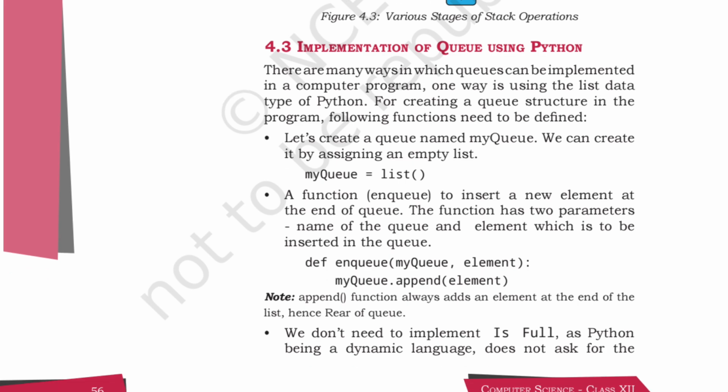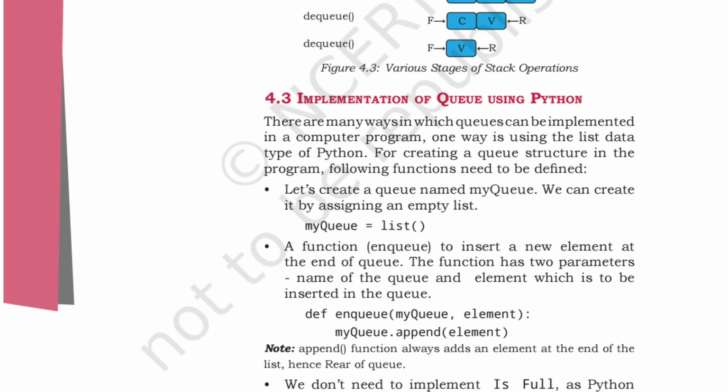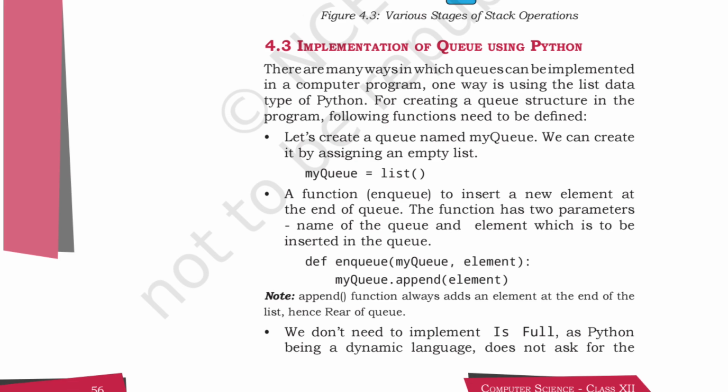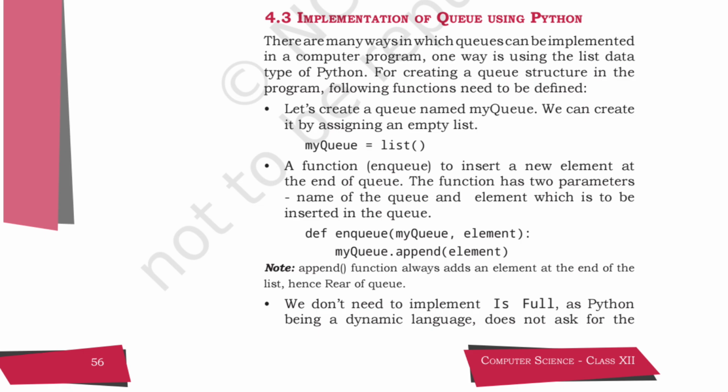A function NQ to insert a new element at the end of the queue. NQ means what? We are inserting the element at the end of the queue. The function has two parameters: the name of the queue and the element which is to be inserted in the queue. So def NQ, the def keyword we are using in Python, then NQ, after that myQueue comma element, then myQueue dot append element. Append means we are adding something at the end of the list, that is the rear, in the queue.